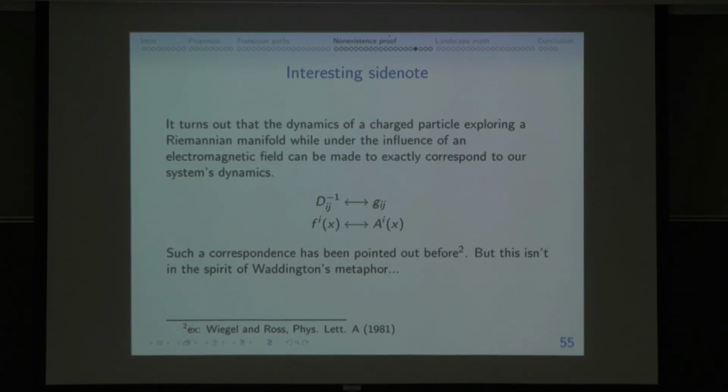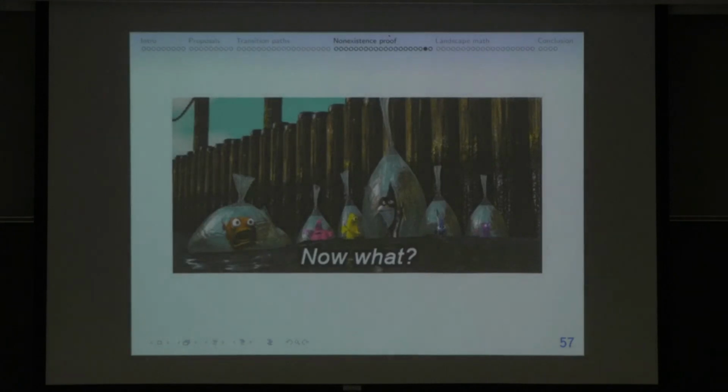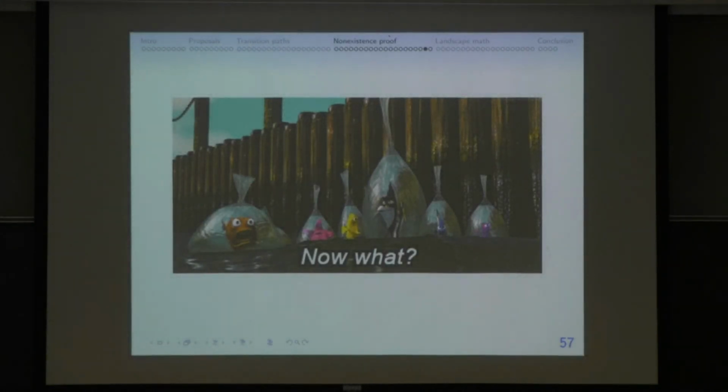Anyway, let me go on. So we have the following possibilities left. Basically nothing that we've come up with has worked, which is good, I guess, or bad, I don't know. The question is, now what can we do? We could just give up and say, it looks like the landscape just isn't a good idea, and we shouldn't worry about making it quantitative. But I think that would be a little bit premature.